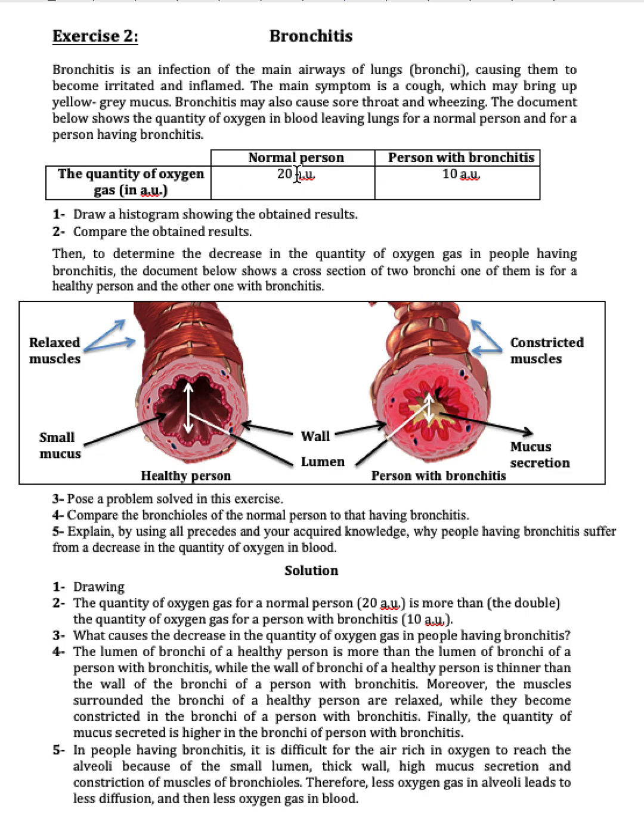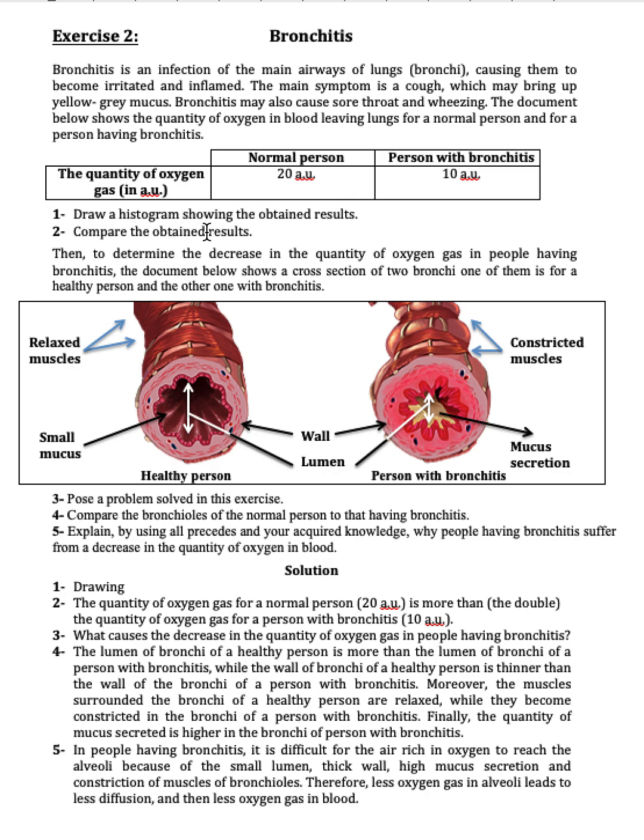So the normal person has more quantity of oxygen in his blood leaving the lungs, while the person having bronchitis has less quantity of oxygen. It's the half of this quantity. Here it's 10 AU, which is the half of the quantity for a normal person, who has 20 AU. Regarding the drawing of the histogram showing the obtained results, you have to draw it alone.